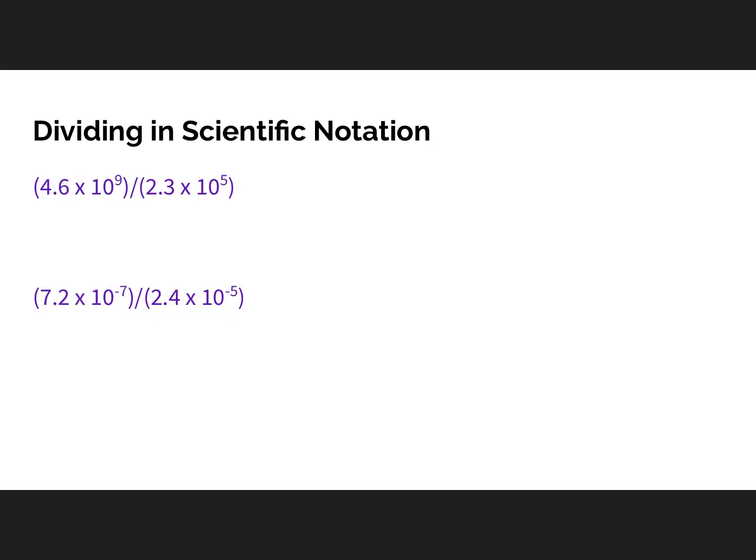What about dividing in scientific notation? So dividing in scientific notation, it's a little easier to see this way. If I write it this way, 4.6 times 10 to the 9th over 2.3 times 10 to the 5th. And what I'm going to do is I'm going to break this up. So I'm going to pretend like these are two separate. I'm just going to erase this stuff in between them. Like those are two separate fractions.